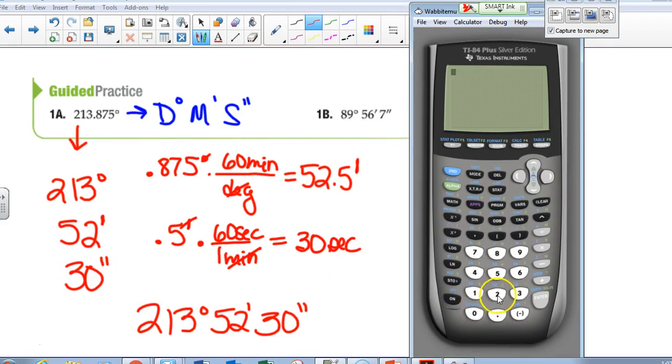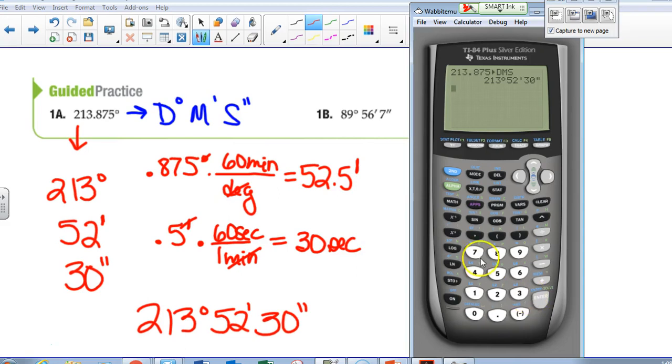What we want to do is just type the whole decimal on the screen, 213.875, and then find that angle menu, which is second, and then the apps key. And what are we trying to change this into? Degrees, minutes, and seconds, which is choice number 4. That little triangle that's sideways means into degrees, minutes, and seconds. So go down or type number 4. Hit enter, and it gives you 213 degrees, 52 minutes, and 30 seconds. Are we good? So I probably would never bother to do one of those by hand.